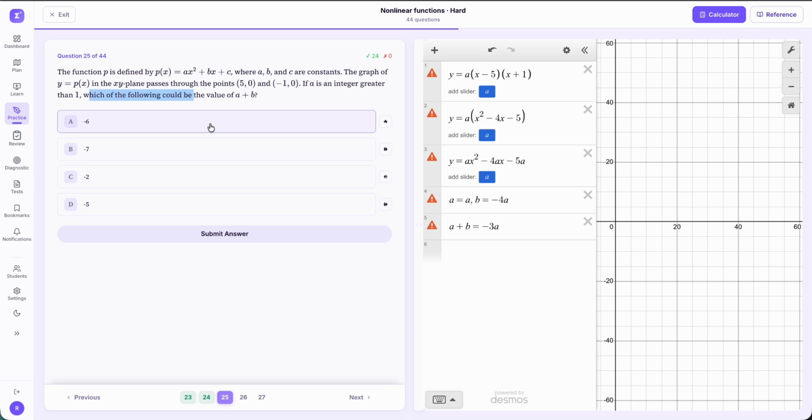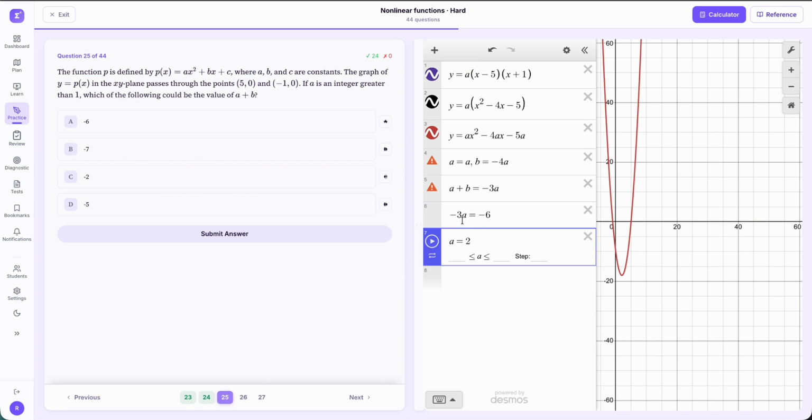So you got to kind of meet in the middle. You got to use your answer choices to complete this problem. So A is saying a plus b could be negative 6, right? So let's try that. Well, a plus b for us is negative 3a, so could that equal negative 6? Now you see I can solve for something. If I solve for a, I get a is 2, right? And that's correct in this case because they told us a is going to be an integer greater than 1.